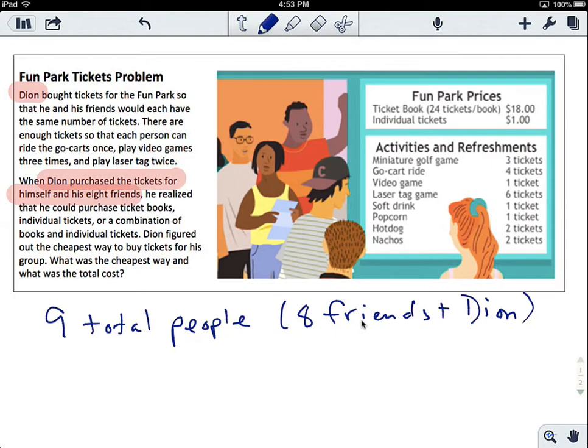The next tricky thing is to make sure that you take account of all the different things that these people are going to do. So maybe we can highlight the different ticket prices for the important things, because they're not going to do all of those things over on the right under activities and refreshments. So there are enough tickets so that each person can ride the go-karts once. I guess I'll circle. And so we're going to need to know something about go-karts, and they're going to play video games. So we need to know something about video games. There's the 1 ticket thing there, and they're going to play laser tag twice. And so that's here for 6 tickets.